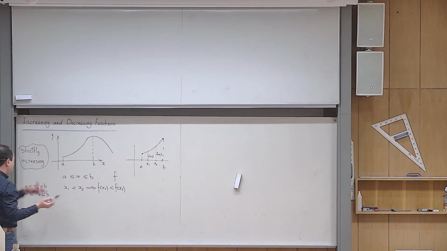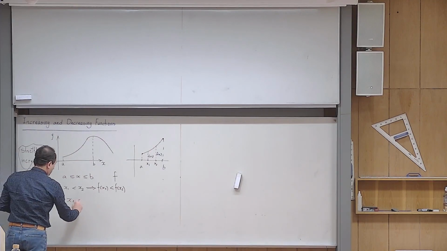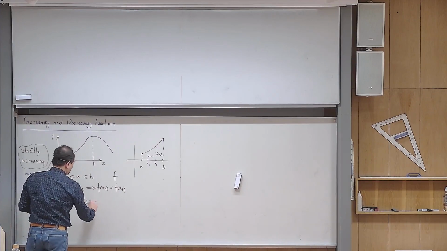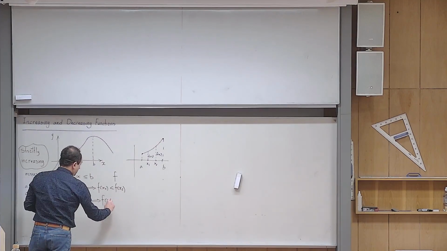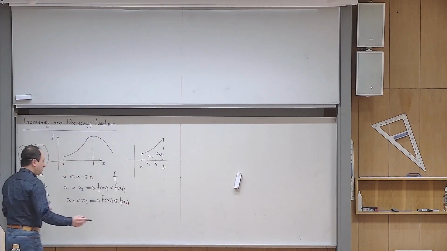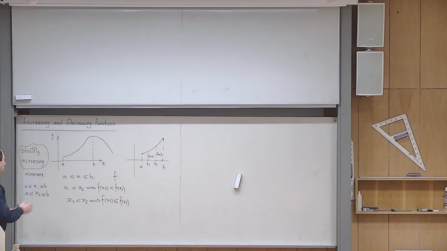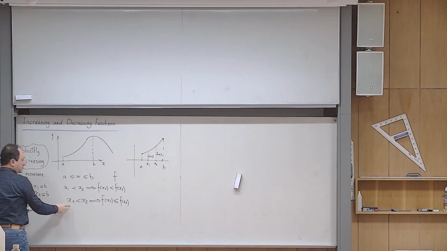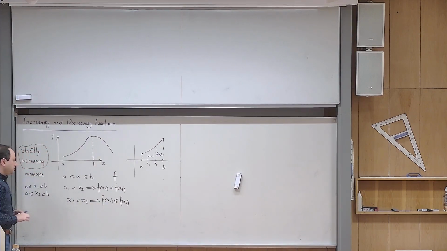And then in your book, when they talk about increasing, they write the same thing, and then they write f of x1 is less than or equal to f of x2. So in your book, we have this distinction. When we say strictly increasing, this is the definition. When I say just increasing, this is the definition. Okay, can you tell me what is the difference between these two cases graphically?